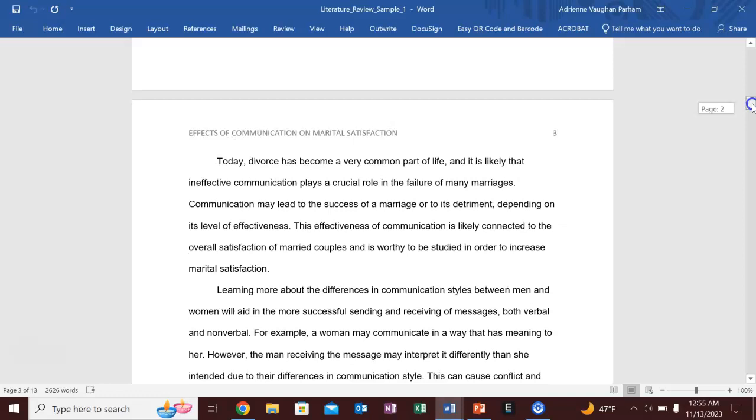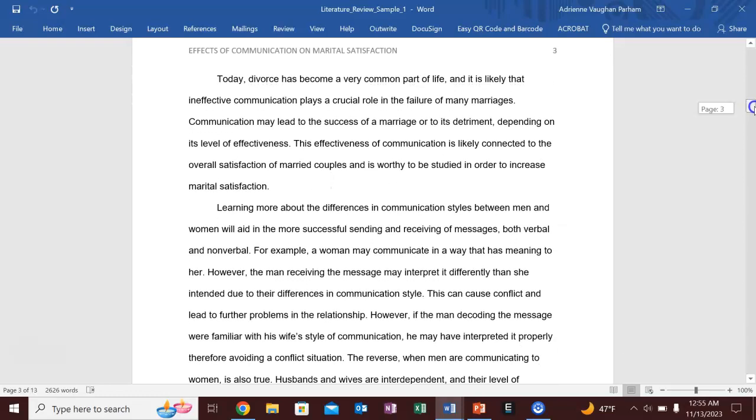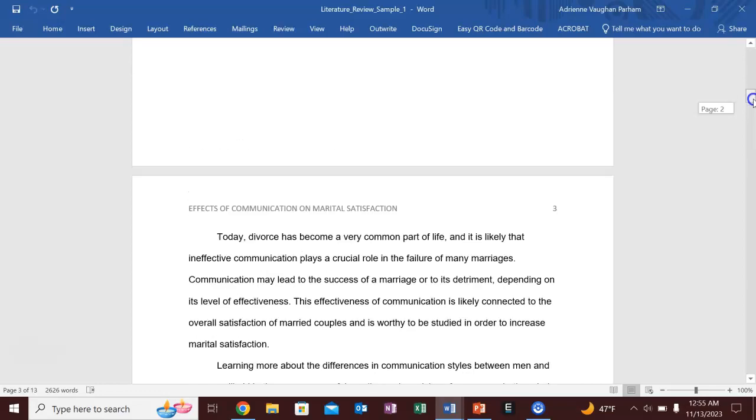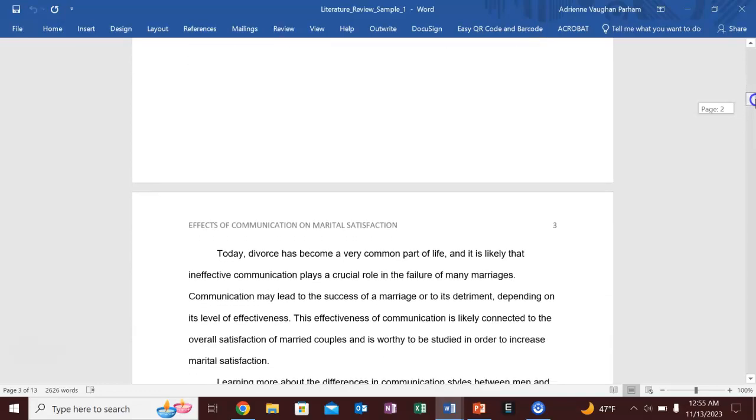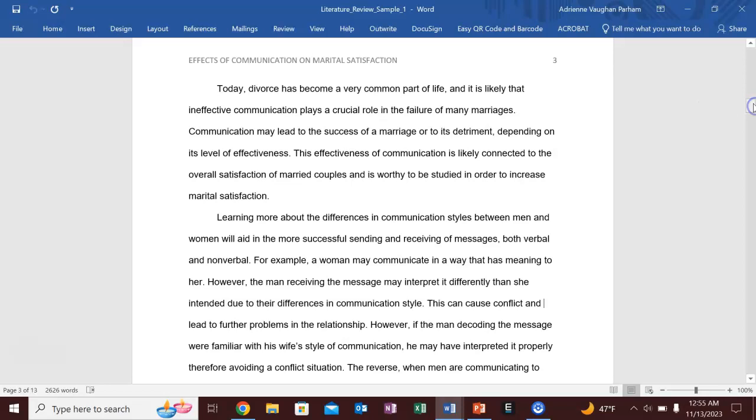We're going to take a look at our literature review and look at an example of what your literature review should entail. So, first of all, you want to make sure that at the beginning of your paper, after your abstract, you have some essential things.